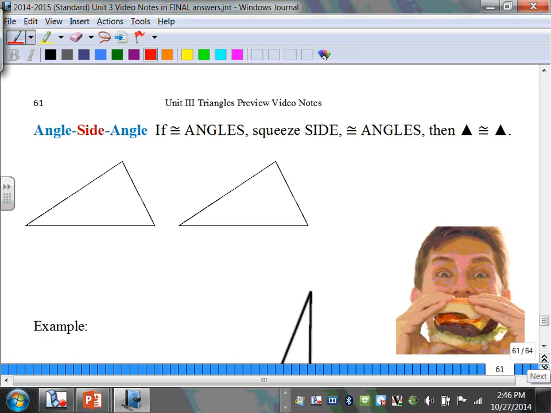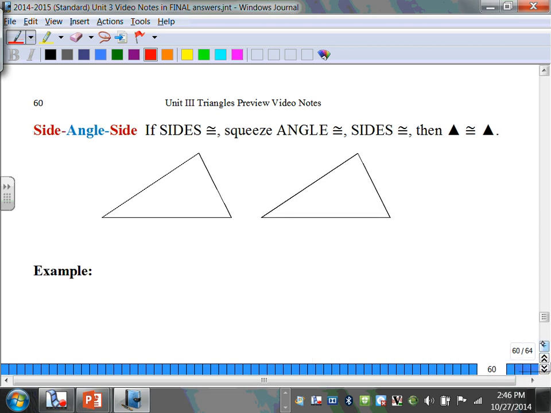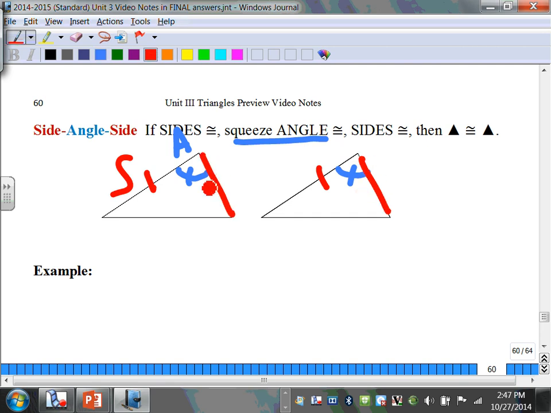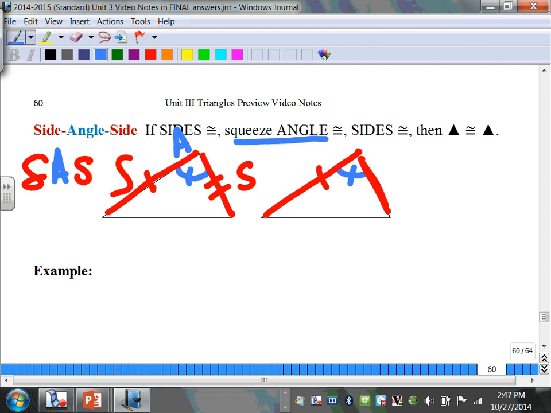Our next shortcut says this. Okay, this says if I have a pair of sides equal, so mark 1 hatch mark, put an S for side. And then I have an angle. That's A for angle. Notice I call that a squeeze angle. The angle has to be squeezed between the sides. And then I have another pair of sides. So notice the sides squeeze that angle. This is called side angle side shortcut. That angle has to be squeezed between the sides.